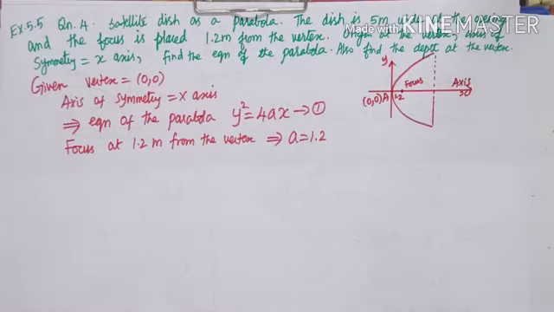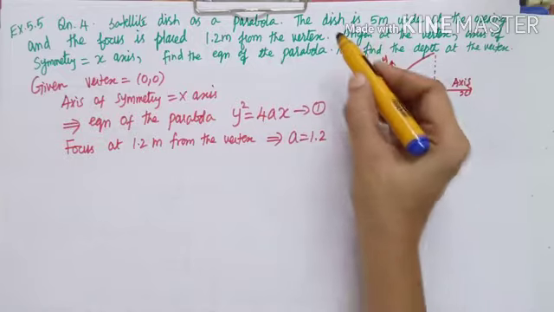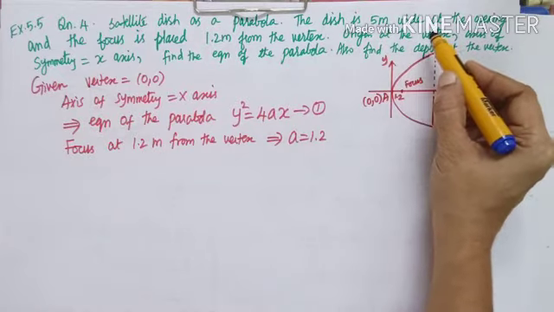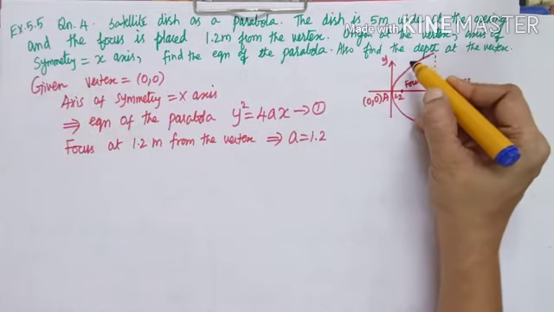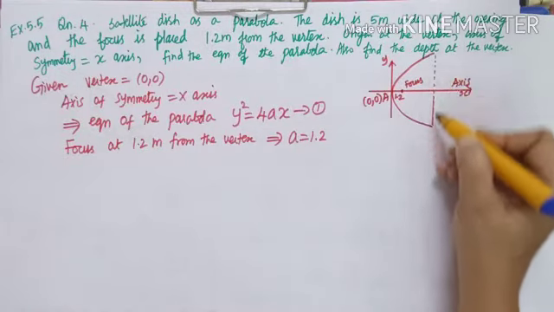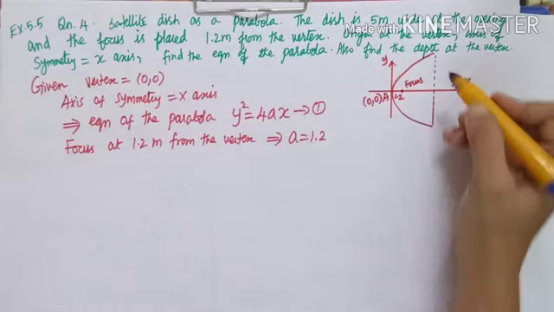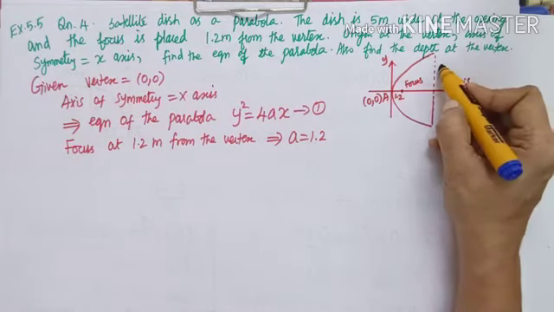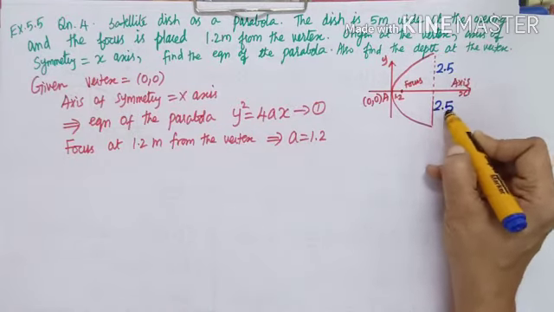Question number 4. A satellite dish is designed as a parabola. The dish is 5 meters wide at the opening. You all have seen a parabolic dish. The opening, this is the opening. It is 5 meters wide at the opening. Tells the total height is 5, so 2.5 above and 2.5 below.